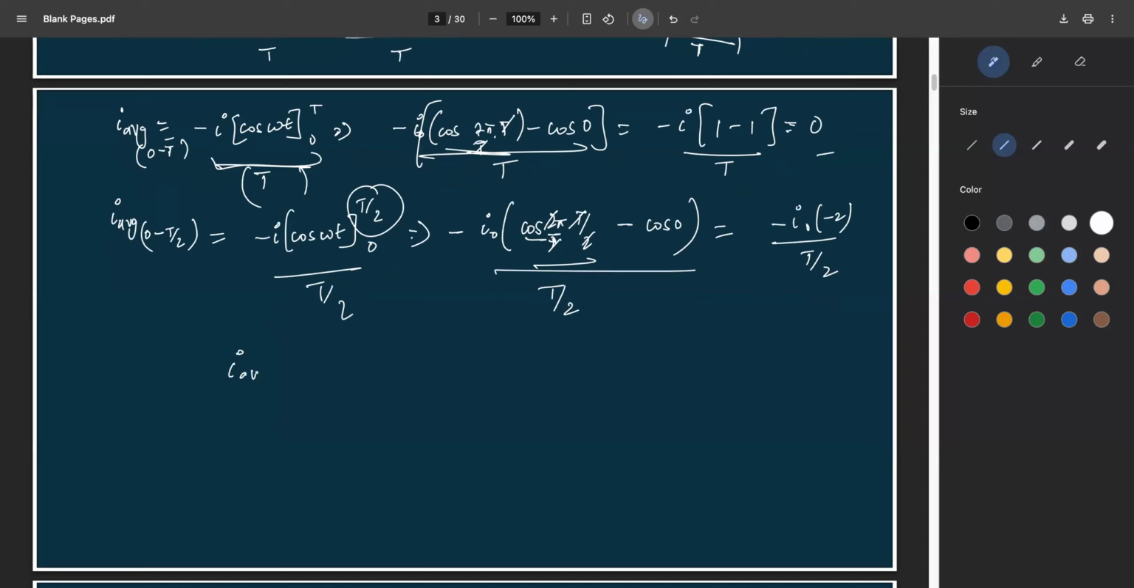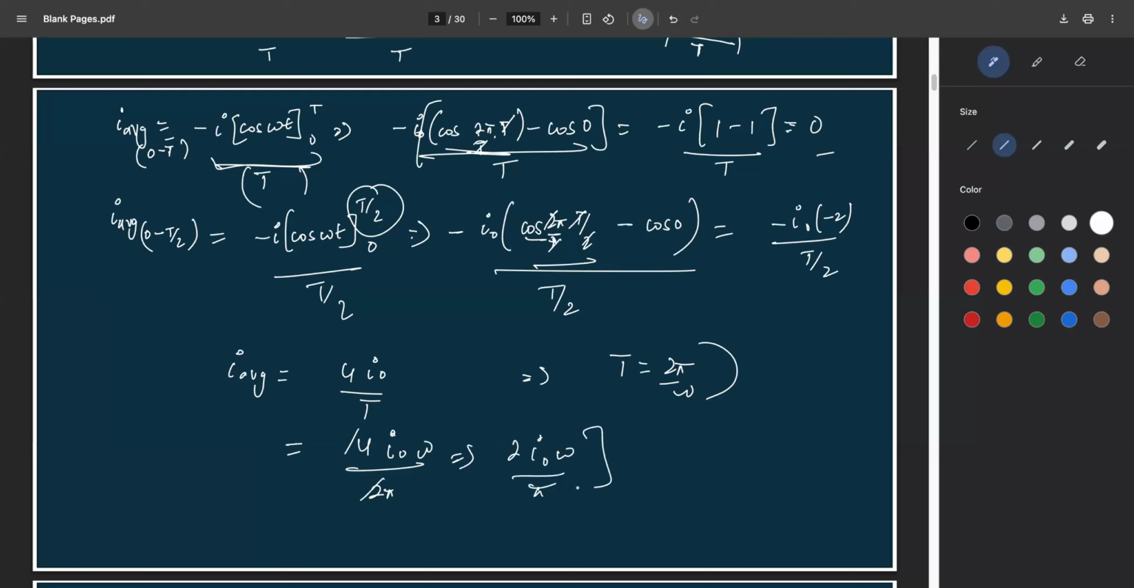So I average comes out as, I think it will be minus I naught, negative negative becomes positive, so it becomes 4 I naught divided by t. What is t? You know t is nothing but 2 pi by omega. So put it there. So you will be getting 4 I naught divided by 2 pi omega, so this omega cancels. So what you are left with, I average comes out as 2 I naught by pi. This is the average I'm supposed to get in this particular case.